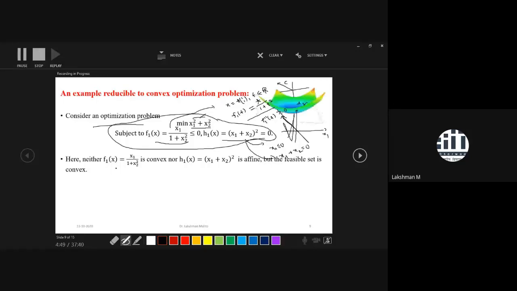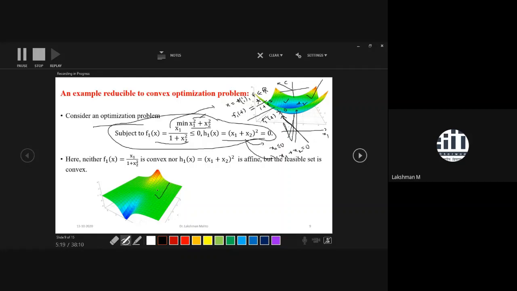So here, this is the plot of the objective function, a very nice bowl-shaped function. If you plot x1 square plus x2 square, the plot of the objective function is this one. It is a bowl and it has a positive curvature. So that's why this objective function is a convex function. Similarly, if you look at the inequality constraint function x1 divided by 1 plus x2 square, what do you observe? The plot of this function looks like this.